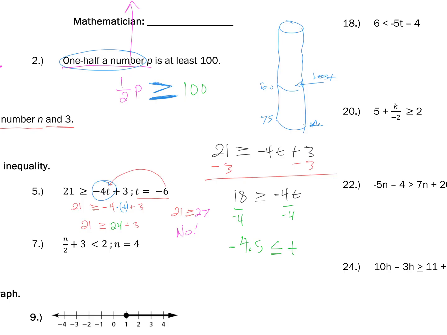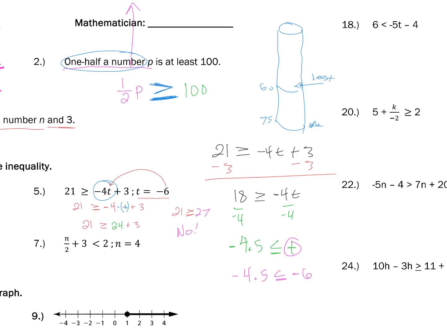So now here comes the question, if that's -6, is -4.5 smaller than or less than -6? No, it's not. No matter how we look at that, it doesn't work out. So what was the difference? Here, I solved it, and I divided by the negative. Here, I was just plugging it in. I was just evaluating. So one more time.